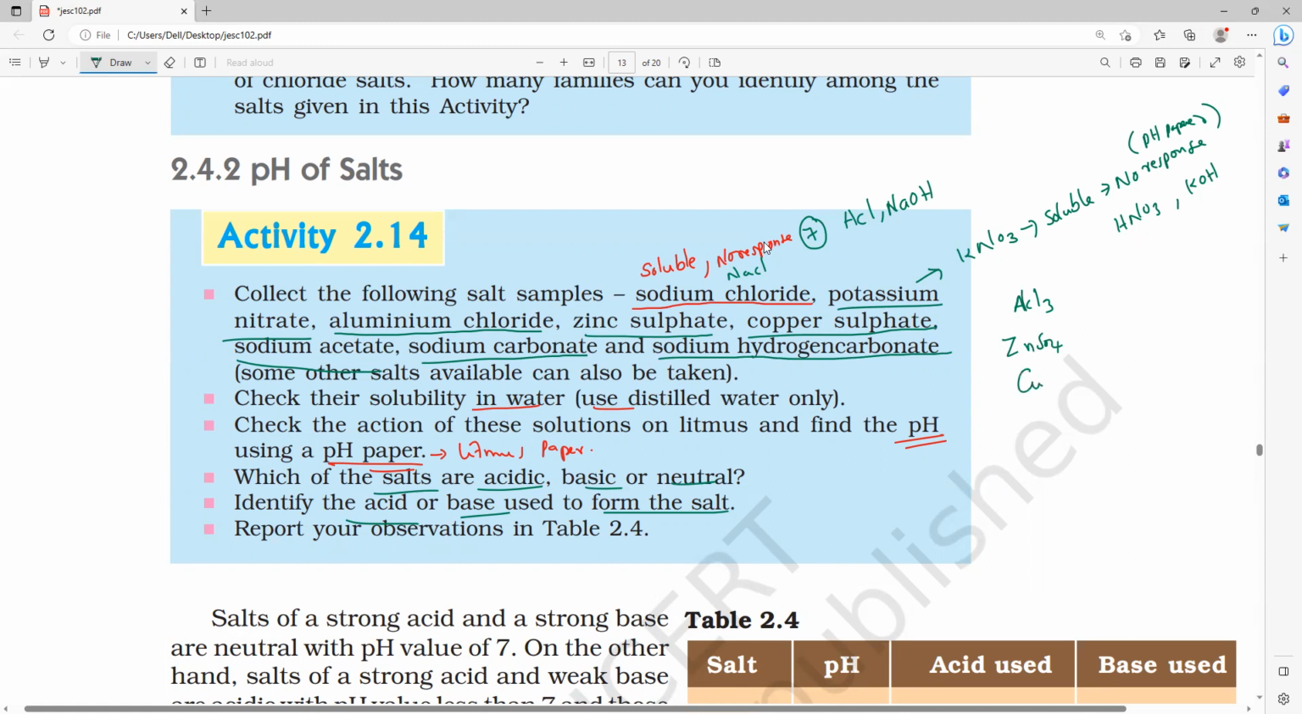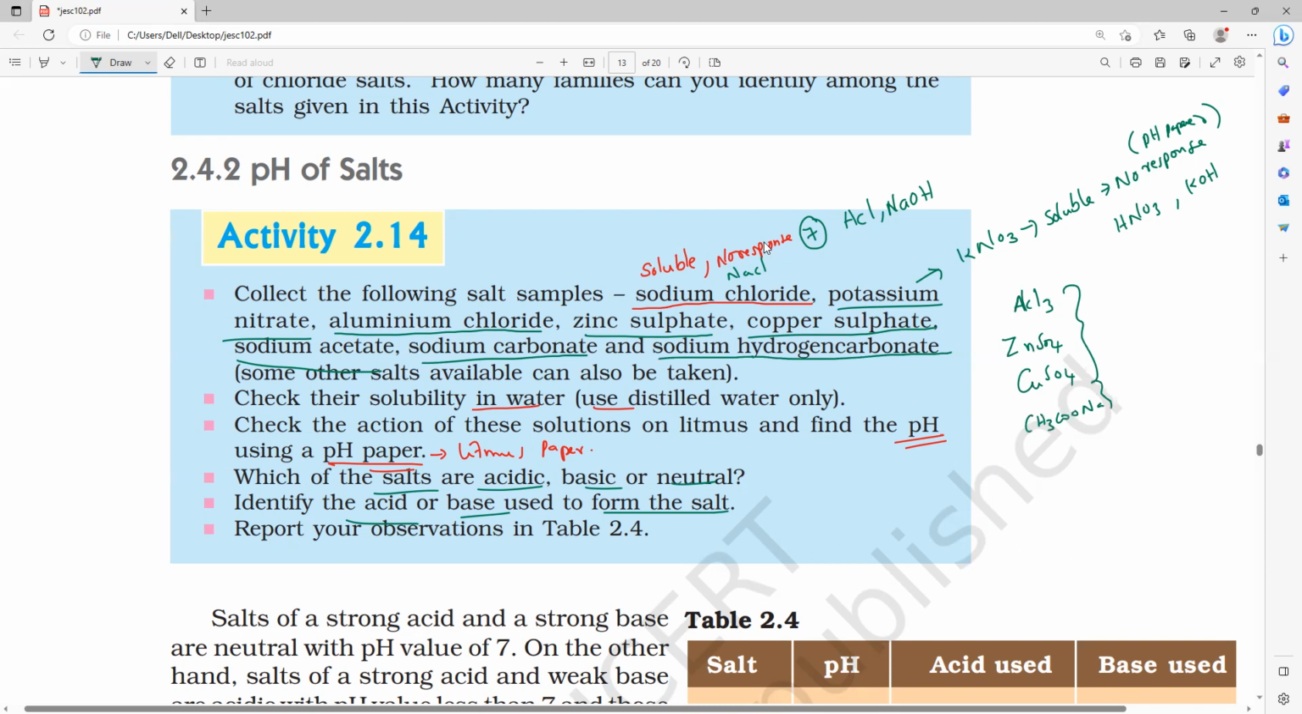Next, copper sulfate: CuSO4. Are these three basic salts or acidic salts? Check it, everybody, including sodium acetate. Sodium acetate formula: CH3COONa. Are these basic salts or acidic salts?